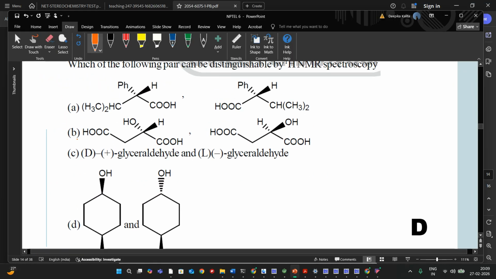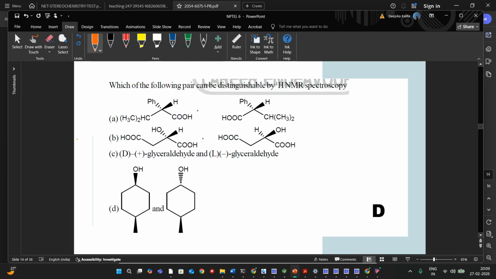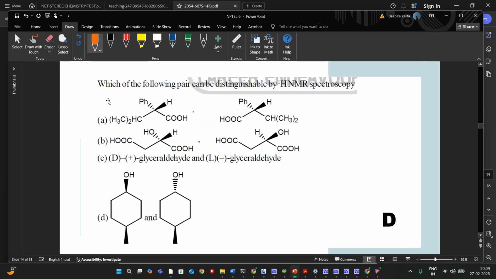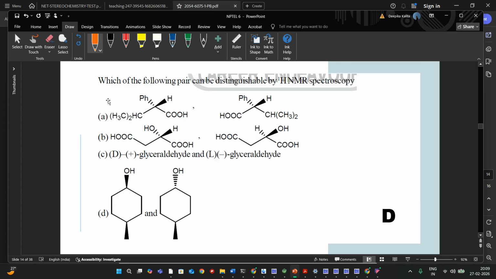So, in the next question, it is asked, which of the following pair can be distinguishable by 1H NMR spectroscopy? Four pairs of the compounds are given. Let us check the relationships between the pair of compounds.